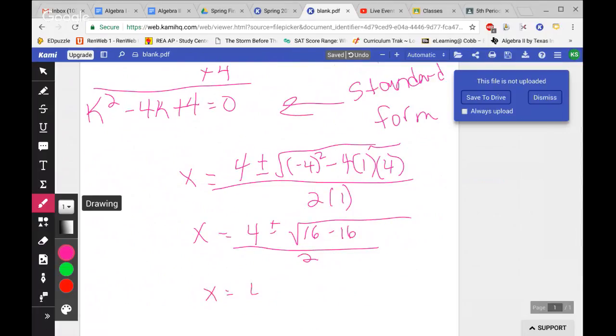So this is going to be 4 plus or minus, and 16 minus 16 is 0, and the square root of 0 is 0. Does that make sense to you guys? Yes. Okay, so then you have 4 plus or minus 0, which is not going to make any difference either way. If you subtract 0 or you add 0, it's still going to be 4. So your one and only answer, which is pretty unusual, is 2.